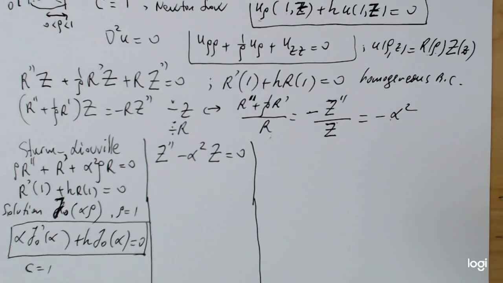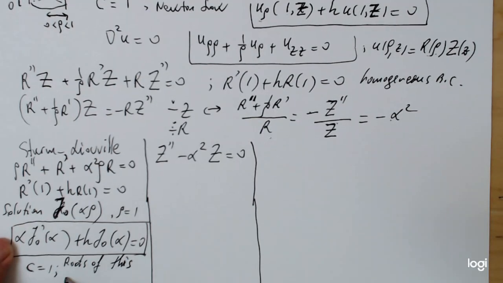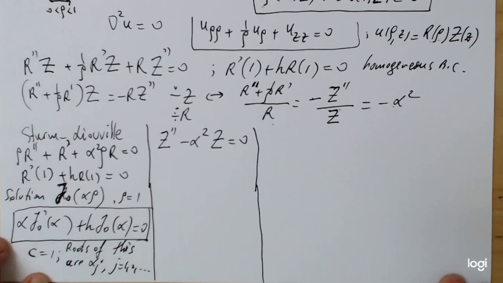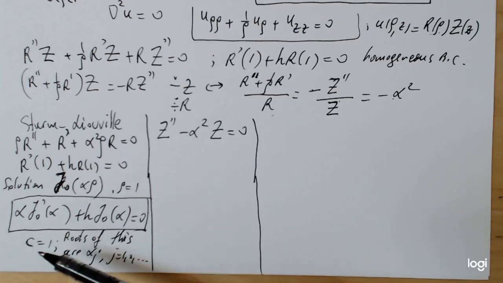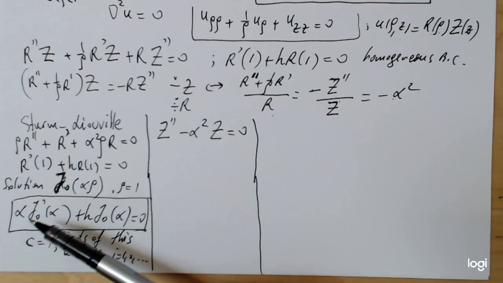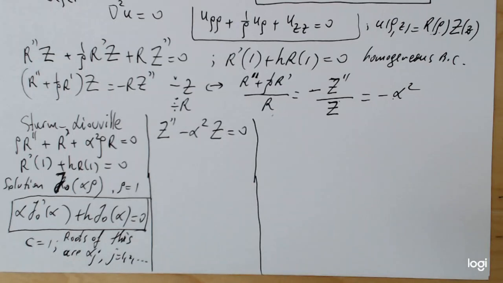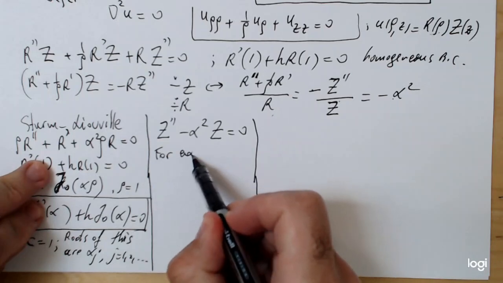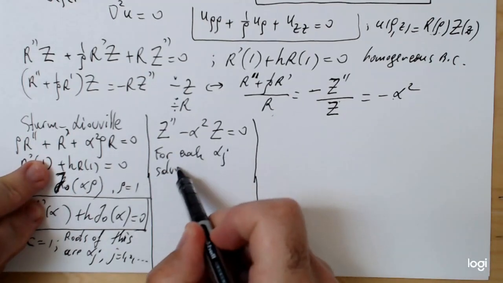All right, so we know already that this has infinitely many roots. The roots of this condition are alpha j, with j equals 1, 2, and so on. So the alpha j's will be the roots of the equation alpha J naught prime of alpha plus h J naught of alpha equals 0. These alpha j squared are your eigenvalues. So for each eigenvalue, for each alpha j, solve the equation in Z.